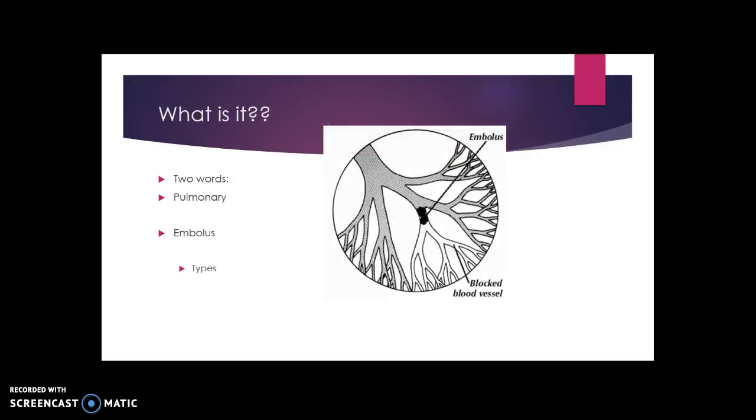So the first thing is to identify or define what a pulmonary embolus is. So let's go back to the English language. It's got two words, pulmonary and embolus. Okay, pulmonary. Pulmonary relates to lungs. Okay, lungs, lung vasculature. Embolus is something that lodges or floats free and lodges somewhere. So a pulmonary embolus is an obstruction of the pulmonary circulation, which is going to cause a mismatch between ventilation and perfusion. The most common type of PE is blood clot.